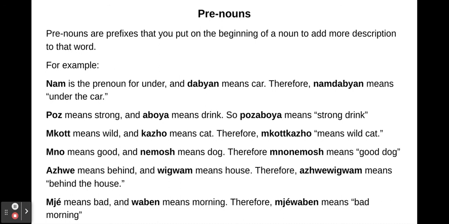Ajwe means behind, and wigwam means house. Therefore, ajwe wigwam means behind the house. Maja means bad, and waben means morning. Therefore, maja waben means bad morning.